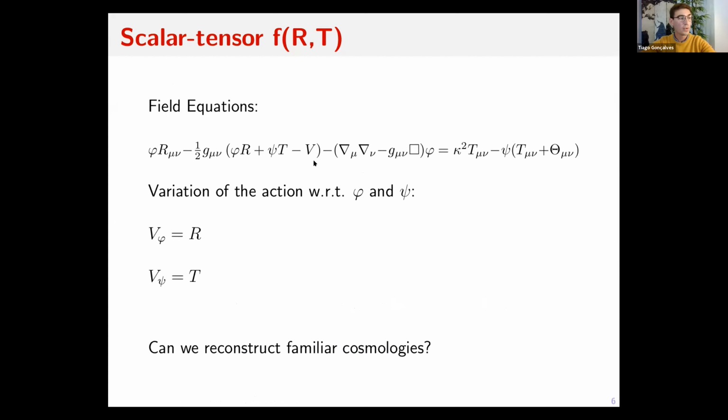However, now we also have two new extra equations by varying the action with respect to each of the fields. And they are rather simple. I show them here. I've defined here as well, again, the subscript as the derivative, so the derivative of the potential with respect to phi, giving r, and the same thing for psi. So this is the theory that we've taken to develop our work.